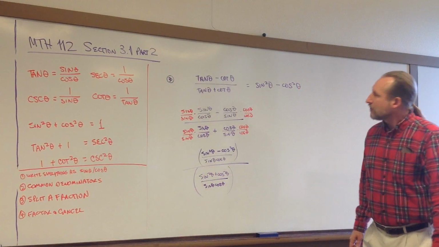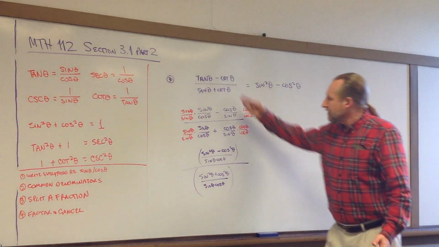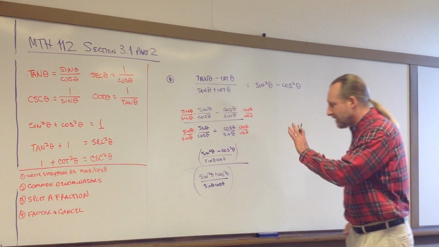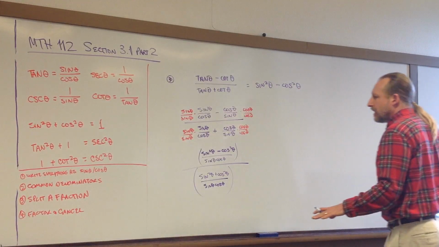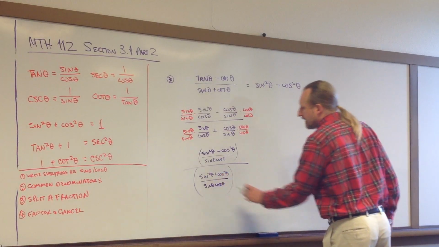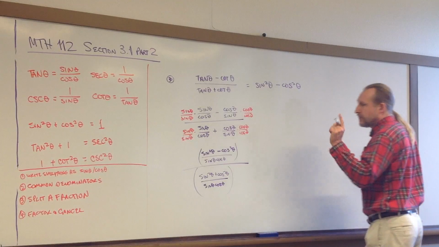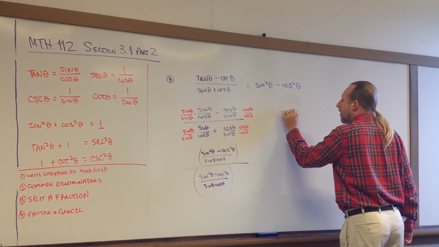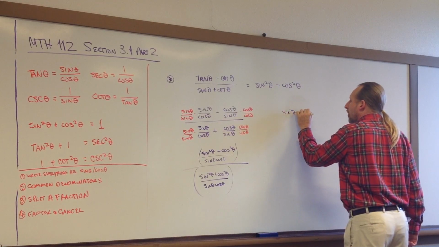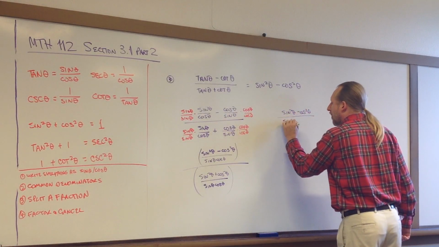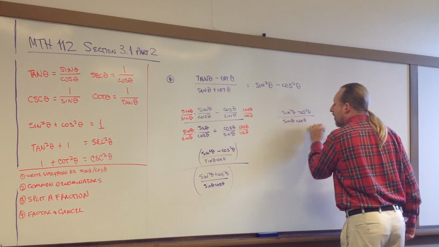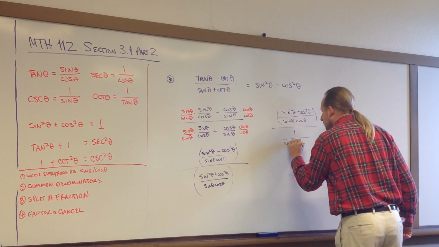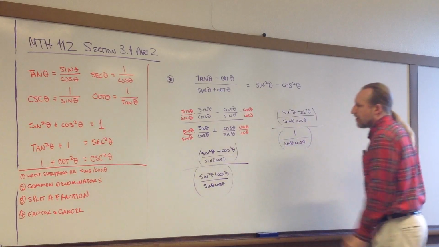Okay, so, like I said, it's kind of a lot of work to rewrite everything and make those common denominators, but now we're set up to finish, okay? Because down here, that sine squared plus cosine squared, that's going to be 1. So we'll leave this one the way that it is. And then in the denominator, 1 over sine theta cosine theta.